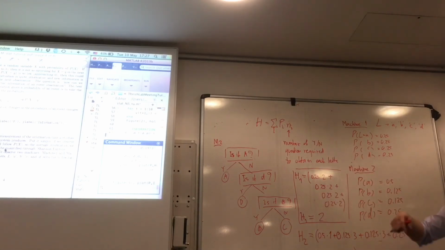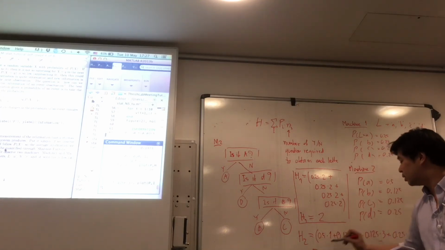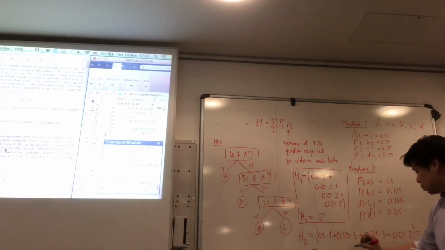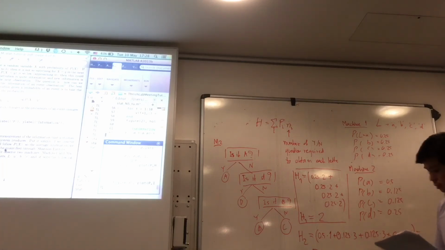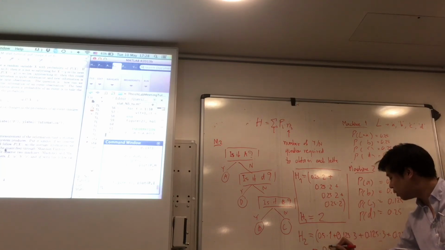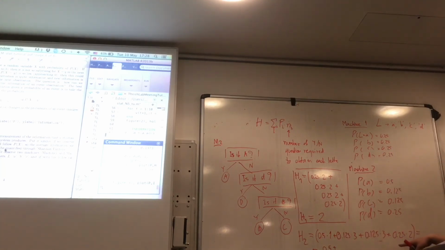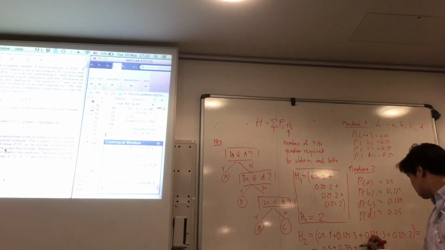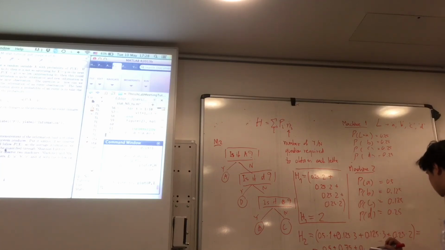But there's a way to calculate the number of questions. Okay. So H2 would be 0.5 plus 0.75, 1.5, 2.5. Right?